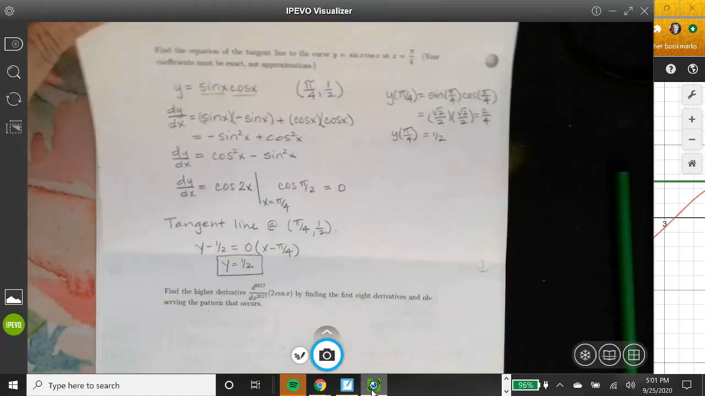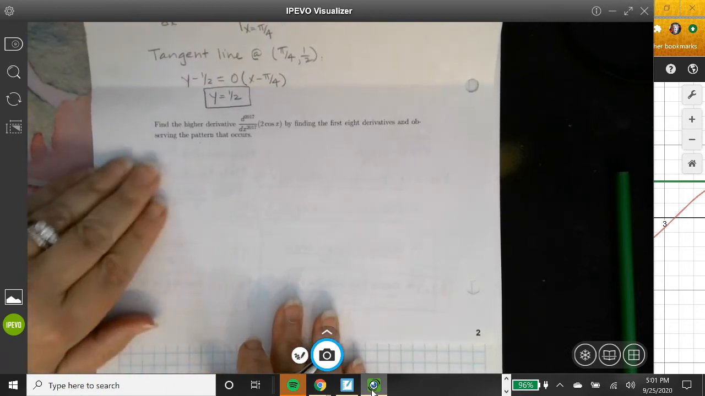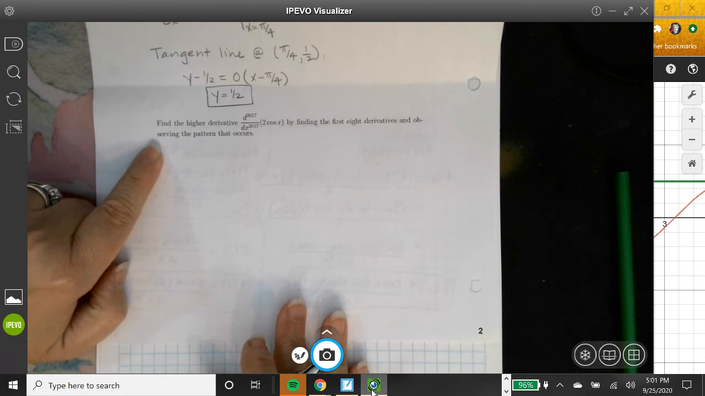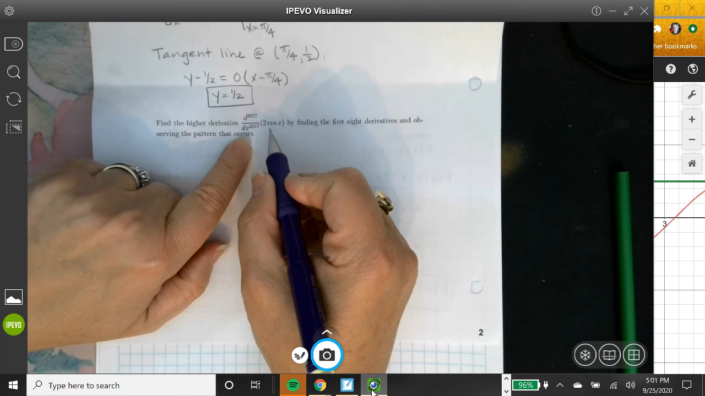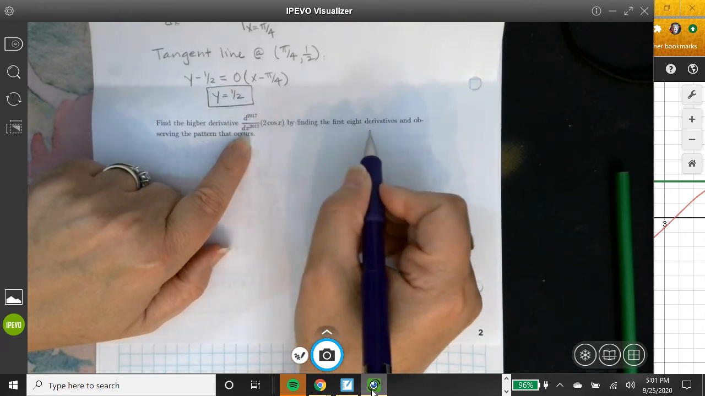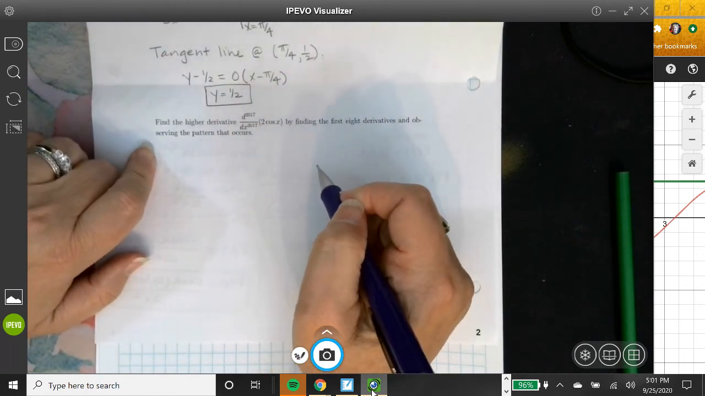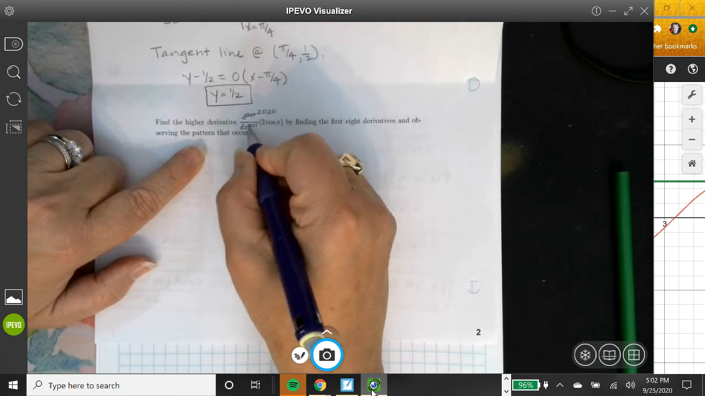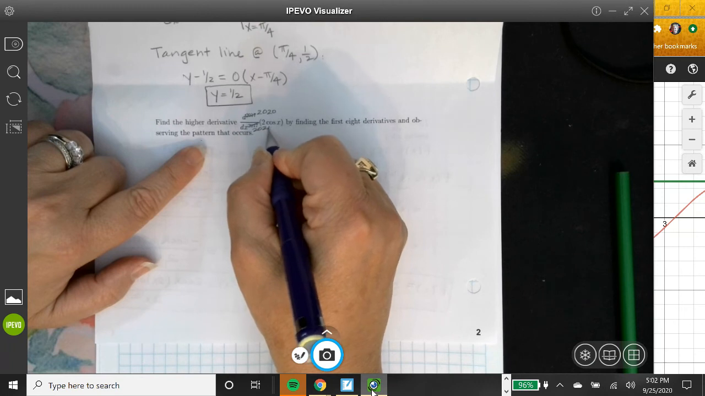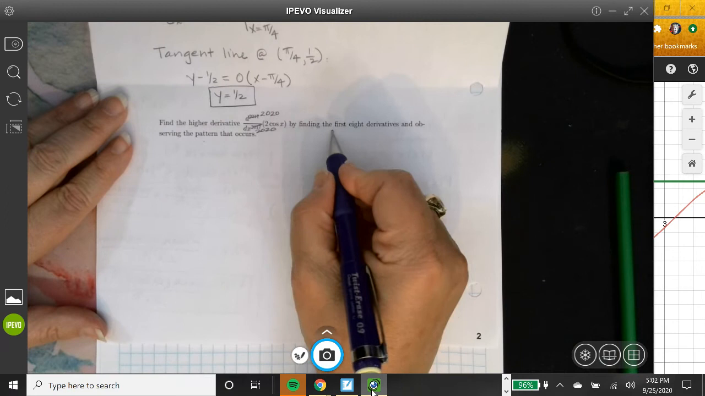All right. Last problem I wanted to do together really quickly is this question where it says find the higher derivative, which is the 2017th derivative with respect to x of 2 cosine x by finding the first 8 derivatives and observing the pattern that occurs. Well, since this is the year 2020, let's find the 2020th derivative, just for fun. All right, but they want us to find the first 8 derivatives.